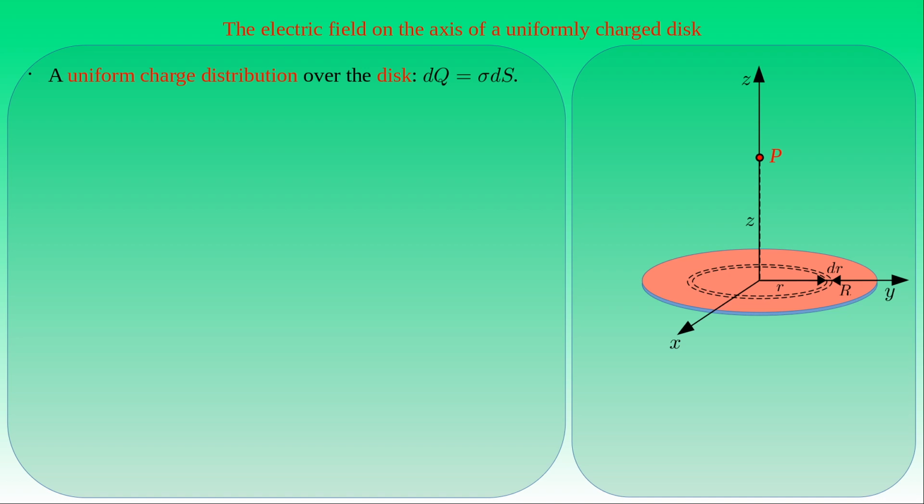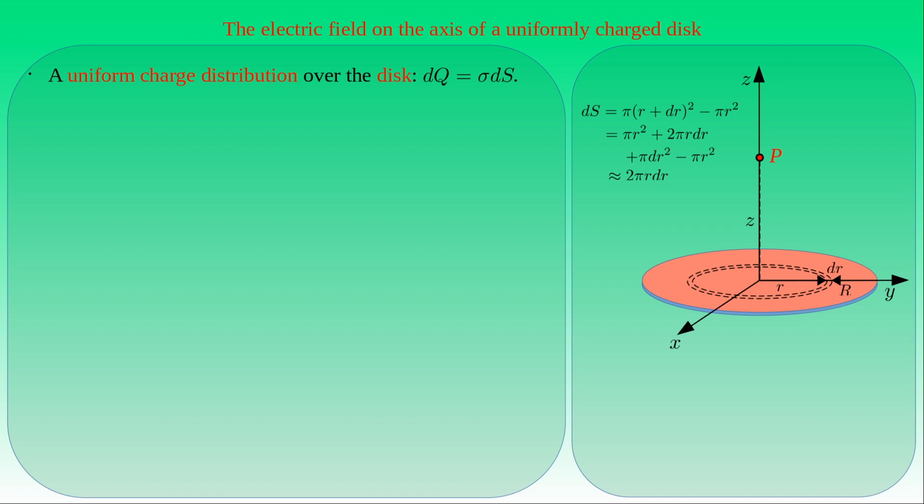Then the area element ds of each ring is the difference of the areas of the disks with the radii r plus dr and r. That is, ds is equal to pi times the square of r plus dr, minus pi times r squared, which is equal to pi times r squared plus 2 pi times r times dr, plus pi times dr squared minus pi times r squared. Here we can neglect the term pi times dr squared, which is second order in the infinitesimal width dr of the ring. Then we can approximate ds with the expression 2 pi times r times dr.